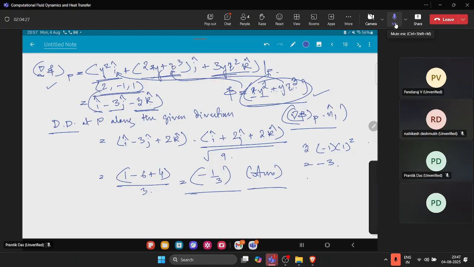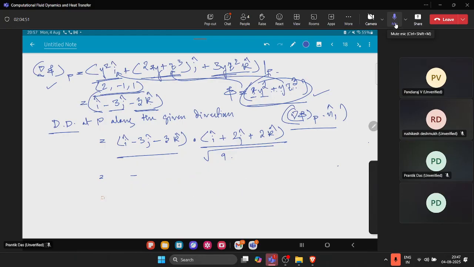3y is minus 1 and this 1 squared gives minus 3k. So this one is a vector you got, right? i cap minus 3j cap and minus 3k cap. Then the dot product of i cap plus 2j cap plus 2k cap and this one, divided by root of 9. So this one will come as 1 by 3, not minus 1 by 3. This is 1, this is 6. Sorry, this is 6, so this one is 3. So minus 11 by 3.